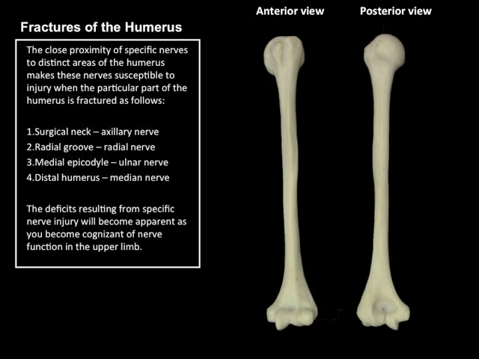As you probably know, either from direct experience or that of friends, the humerus bone can and does fracture. Furthermore, the close proximity of specific nerves to distinct areas of the humerus makes these nerves susceptible to injury when the particular part of the humerus is fractured, as follows.